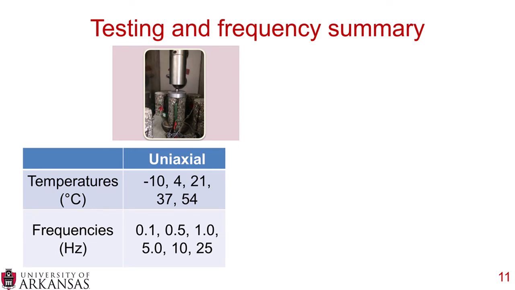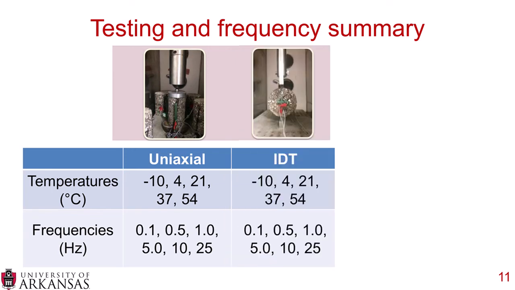For the uniaxial test, we ran it at 5 temperatures from minus 10 degrees to 54 degrees Celsius, and we ran it at 6 frequencies from 0.1 to 25 hertz, which is following the standard. For the IDT, we ran it at the same 5 temperatures and the same 5 frequencies, so the uniaxial configuration and the IDT configuration are actually the same here.